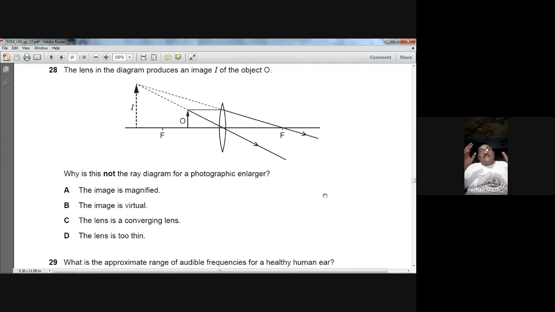So why is this not the ray diagram for a photographic enlarger? The image is magnified. The image is virtual. Yes, this is the reason. It's virtual. We want a real image. The lens is a converging lens. In both cases, we use converging lens. The lens is too thin. That's nonsense. So the reason why this is not a photographic enlarger is because the image formed is virtual. In the photographic enlarger, the image formed should be a real image which can be captured on a screen. For 28, B is the option.